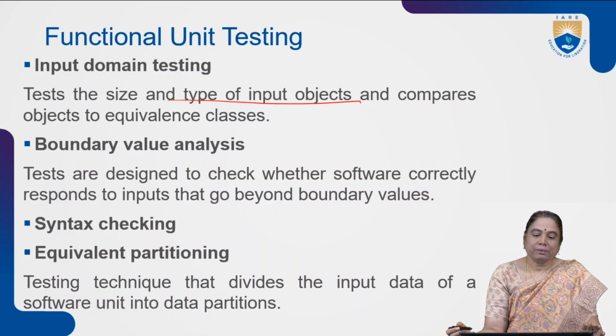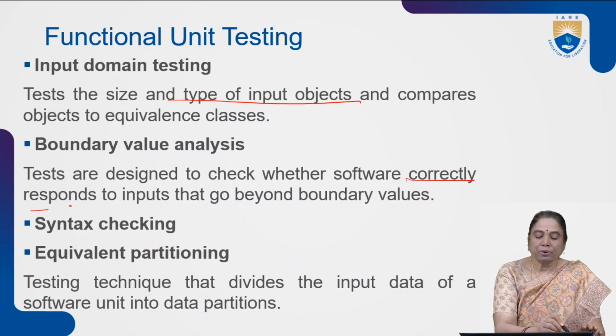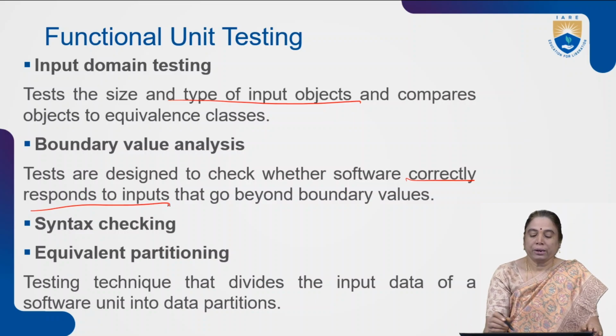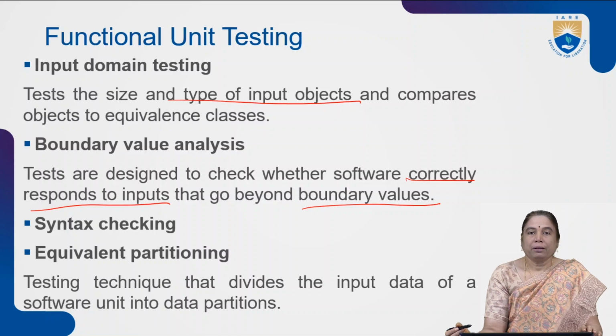Boundary value analysis is another technique for functional unit testing. Boundary value analysis majorly concentrates on the boundary or the range of values. So here the test cases are designed to check whether the software correctly responds to input that goes beyond the boundary values. In loops, the lower limit and upper limit are majorly concentrated on, and the test cases are designed to uncover the errors at these loop boundaries.